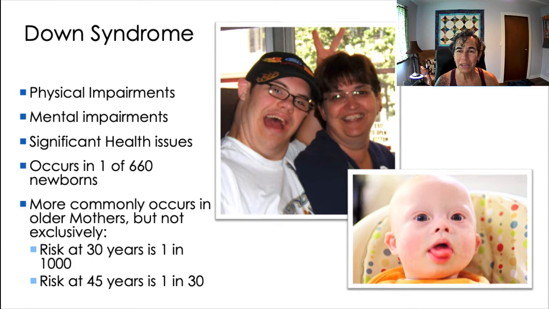All right, so here are some of the main signs and symptoms of Down syndrome. There are a number of physical impairments. There's also mental impairments, so intellectual disability. There are some significant health issues, some initially, some over time and throughout the lifespan. It occurs in 1 of 660 newborns.